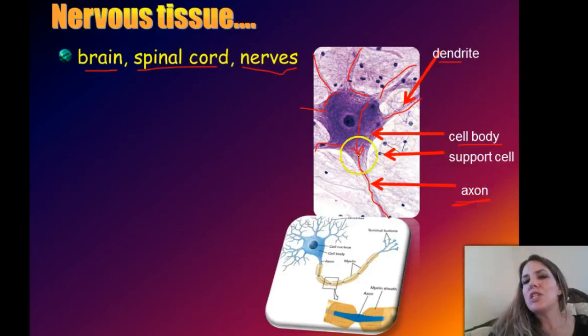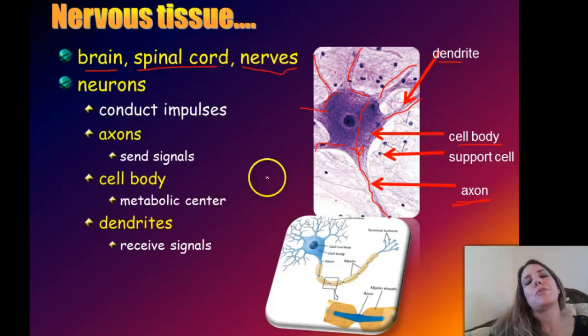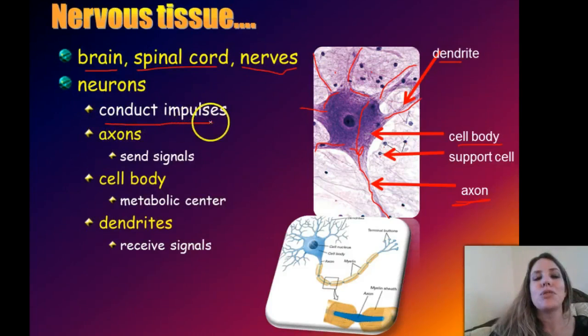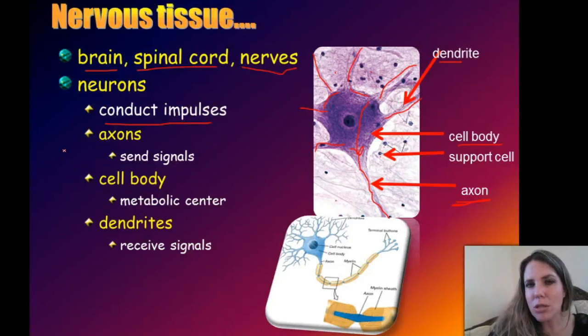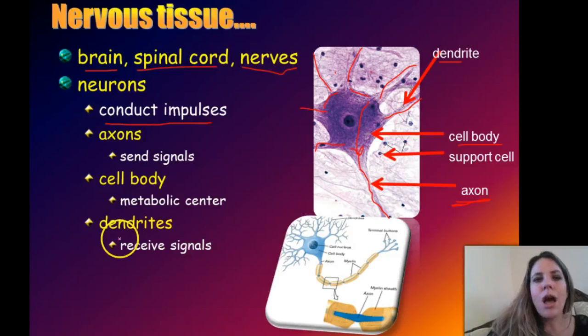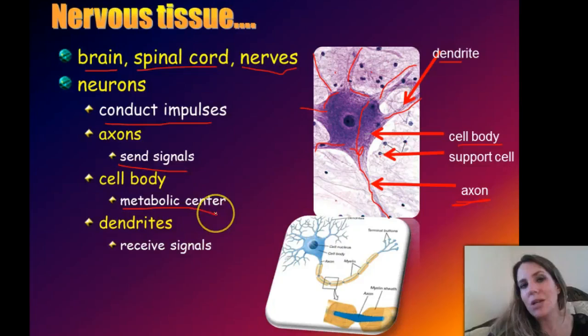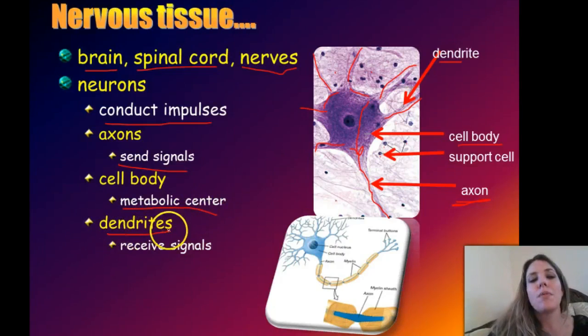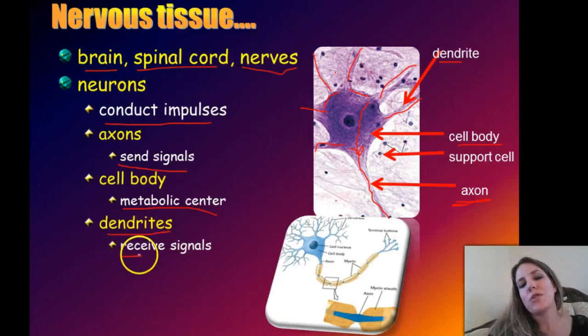And then around nervous tissue, you'll have little supporting cells. So you'll learn all about this when we get to the nervous system. Okay, so neurons conduct impulses. They do it chemically. This is what's fascinating. They create electrical signals using chemicals. And then the axon sends the signals. The cell body has all the organelles, the nucleus, that's your metabolic center that receives the signal from the dendrites. So the dendrites are the first to receive those signals.